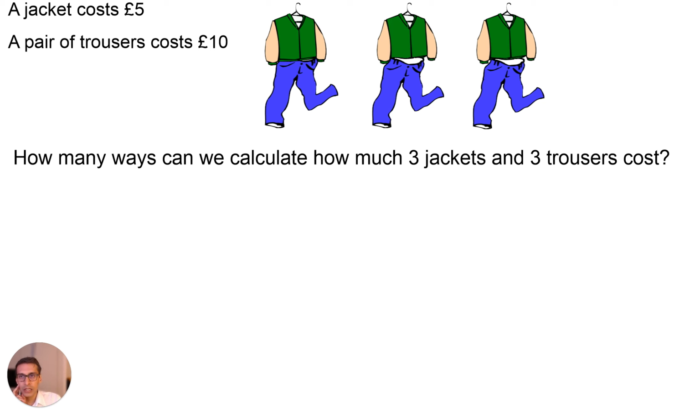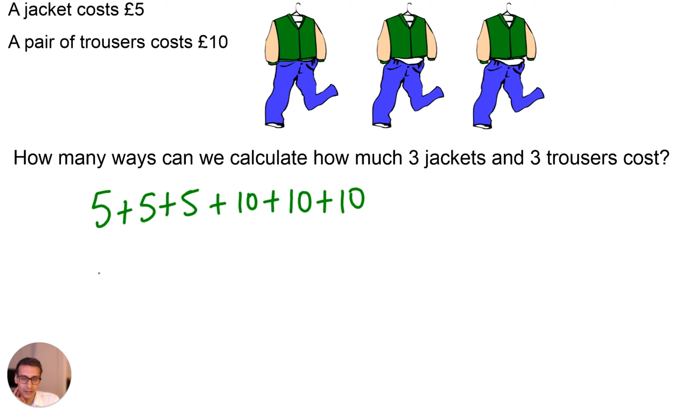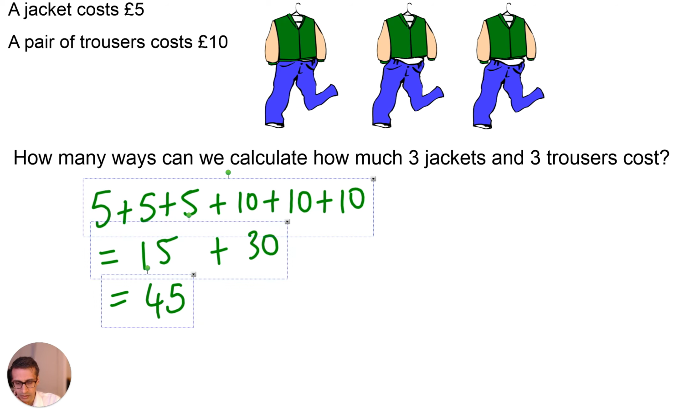Okay, so I hope you've had a go at working out what this all comes to. We know it's going to come to £45, but how many ways can you get to £45? If you did the following, 5 plus 5 plus 5 plus 10 plus 10 plus 10, which gives you 15 plus 30, which is 45, then that's a fine way to do it, but we're going to see if there's a more efficient way to do this, maybe a slightly better way.